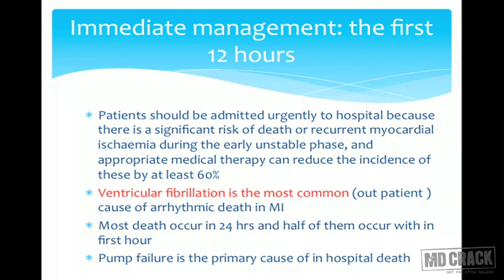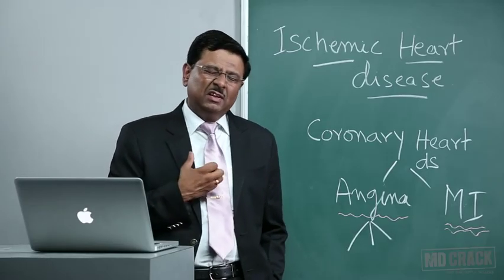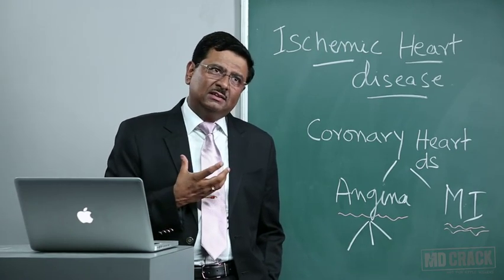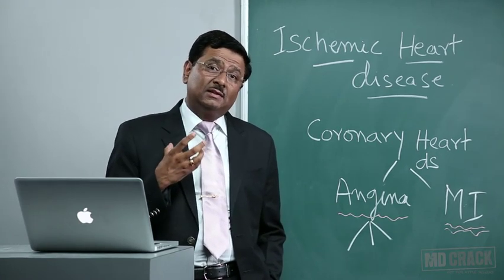So early cause of mortality could be ventricular fibrillation, and if the patient has reached a hospital, means after some time, the cause of mortality or cause of death could be pump failure. Now as far as the treatment is concerned, first of all, the patient is having very severe pain. It has been mentioned in various books that this could be perhaps one of the worst kinds of pain which patient has ever experienced.